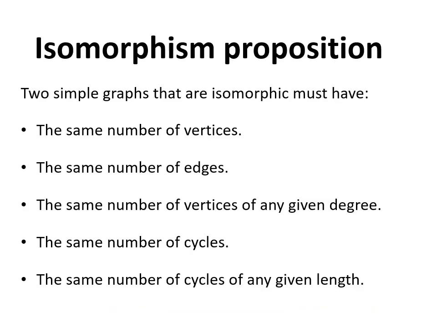Isomorphism has a number of interesting properties. Two simple graphs that are isomorphic must have the same number of vertices. That makes sense. The same number of edges, the same number of vertices of any given degree, the same number of cycles, and the same number of cycles of any given length. So if all these properties are true, then graphs are isomorphic.